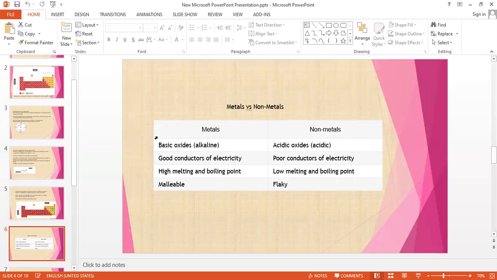So these are the properties of the group 1 elements, and this is the non-metal element. That means group 7, this is the characteristics of group 7. This is the non-metal element, it makes acidic oxides, has poor conductors of electricity, low melting and boiling points, and flaky. And metals, this is the group 1 elements, known as the alkali elements: good conductors of electricity, high melting and boiling points, and malleable. So got my point? Any question?